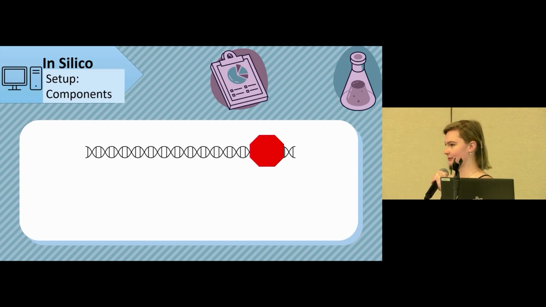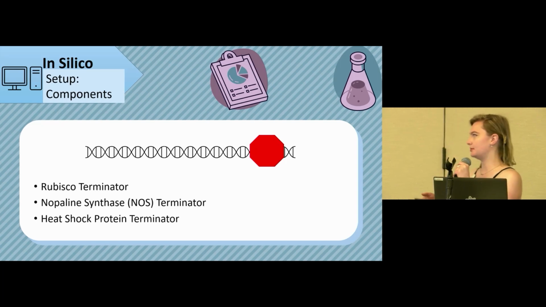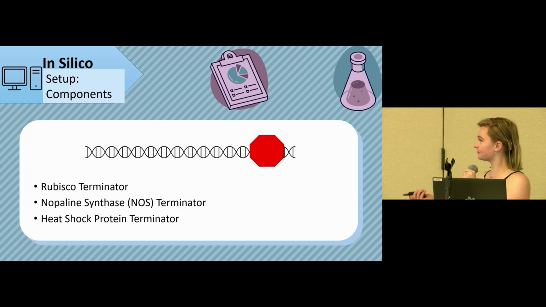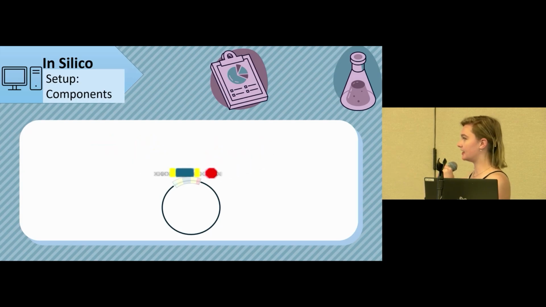And lastly, there's the terminator. Again, not too much to say here, but here's some commonly used terminators. We use Rubisco terminator, and there's also the NOS terminator and heat shock protein terminator. So, all of these elements together create your insert, in other words, your cassette, and once you have a linearized vector, they can go into your vector.